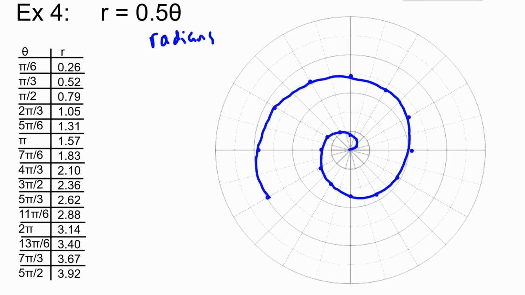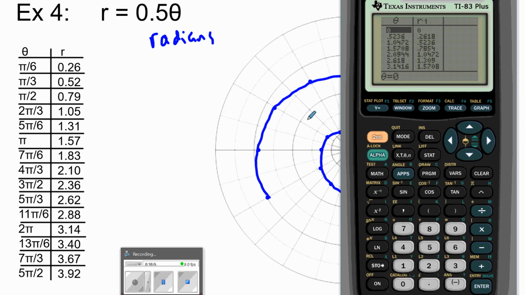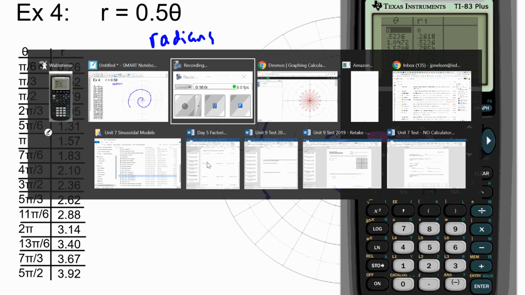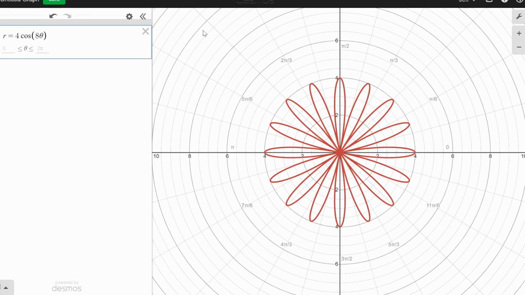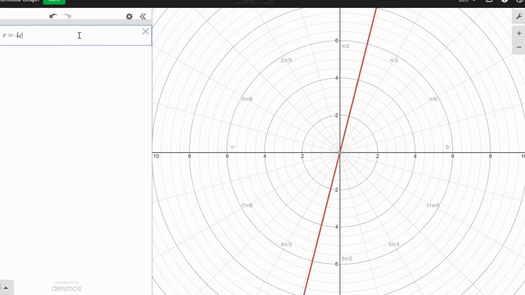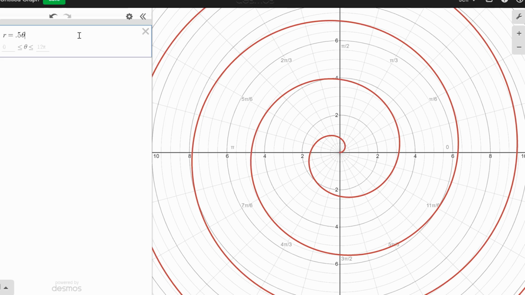And so if we go back to Desmos, and oops, that's not what I wanted. Let's see, Desmos, there we go. And I type this in. I've got 0.5 times theta. Oops, I forgot the 5 there. There's our spiral of Archimedes. This is called the spiral of Archimedes.